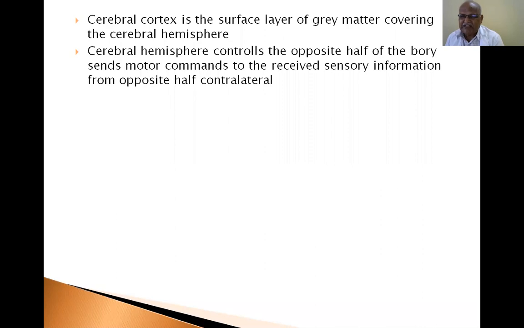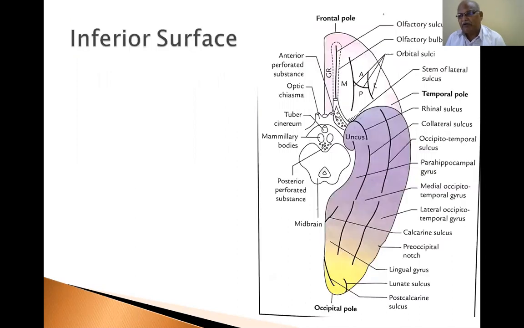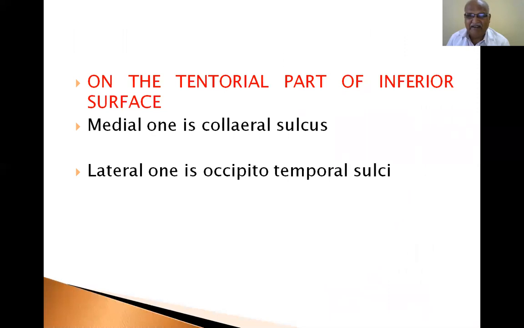For example, motor impulses coming from the left cerebral hemisphere go to the right part of the body, that is contralateral. So, one hemisphere controls the opposite half of the body, and the other hemisphere controls the other opposite half of the body. That is called contralateral.